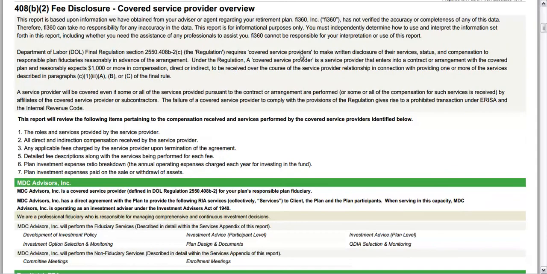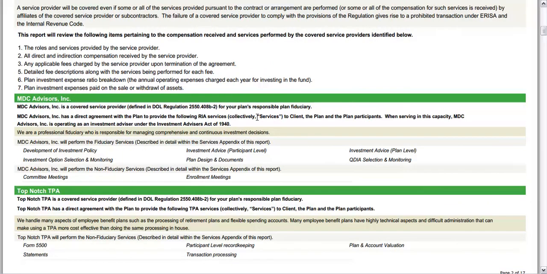If we scroll to the first section of the report, it actually breaks down the provider of the 408B2 report and defines their roles and responsibilities along with the services that they provide. They're defined in this report as having a direct agreement with the plan and the covered service provider nature of their arrangement with the plan as well.